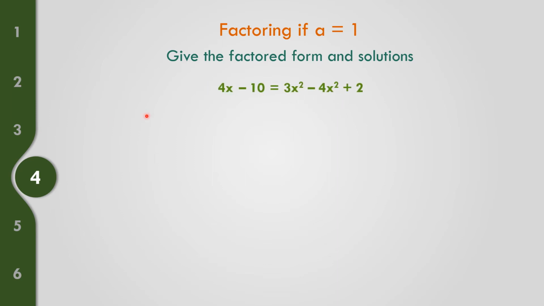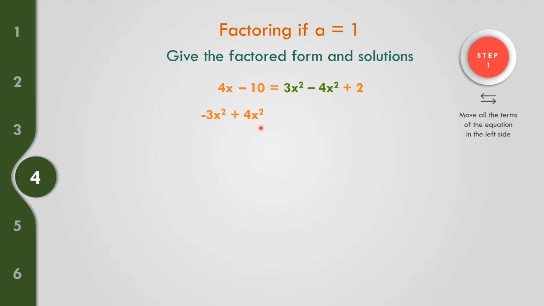How about number 4? 4x minus 10 is equal to 3x squared minus 4x squared plus 2. Step 1, move all the terms of the equation to the left side. So we need to move 3x squared minus 4x squared plus 2 to the left side. If we want to move, we need to change the sign. Okay, let us move. Positive 3x squared, change the sign, negative 3x squared. Negative 4x squared, change the sign, that becomes positive 4x squared. And then bring down 4x. As you can see, it is arranged from highest exponent to the lowest exponent.